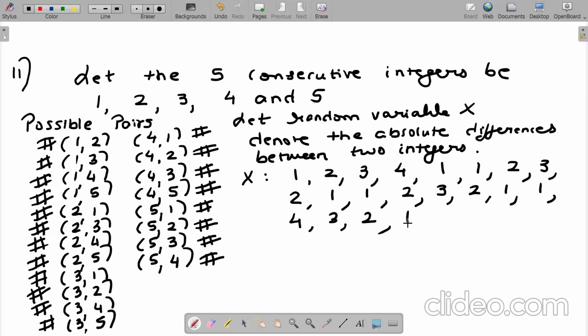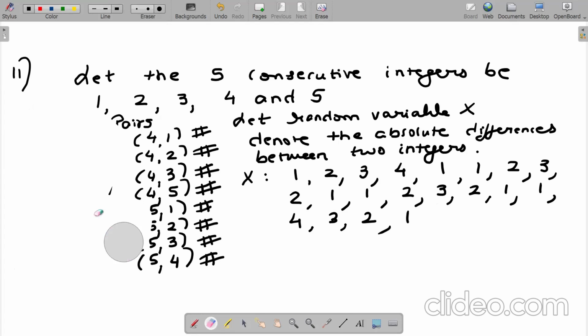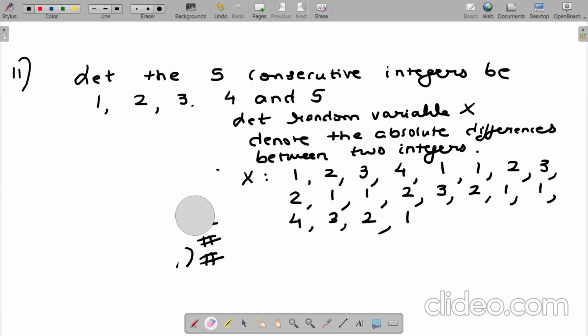So these are all possible values x can take. Now you can see there are repetitions. So obviously we now have x and we have the corresponding probability. If I erase all this off, I'm erasing the possible pairs now. And we are now looking at the values taken by x are majorly 1, 2, 3, and 4. We now find the probabilities by looking at this.